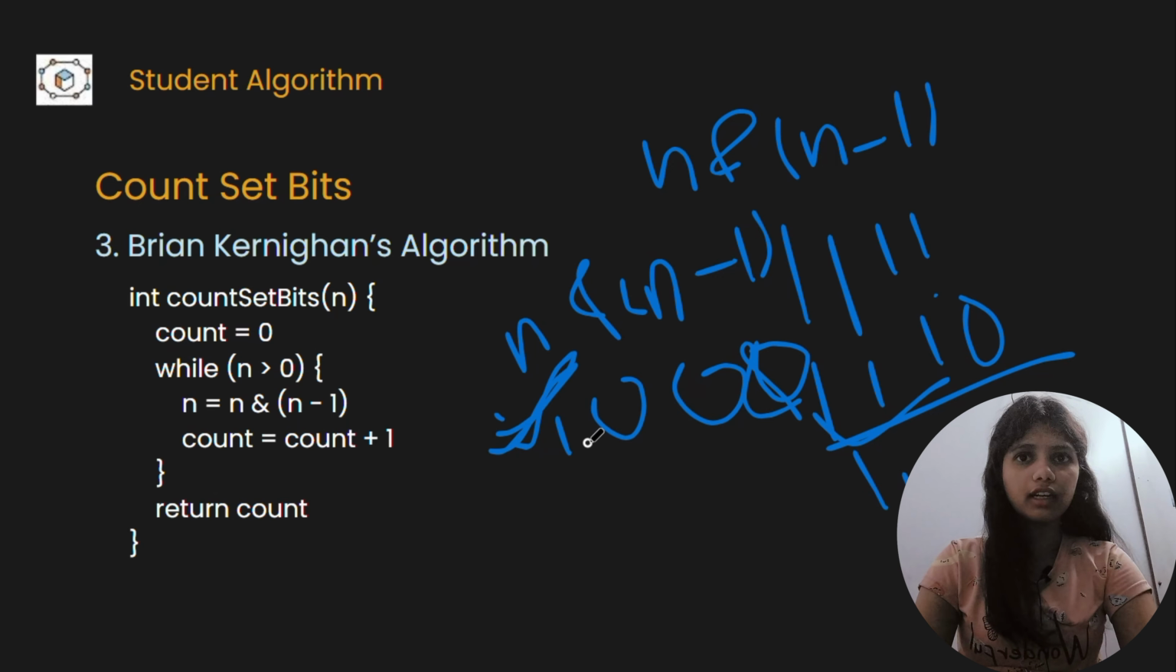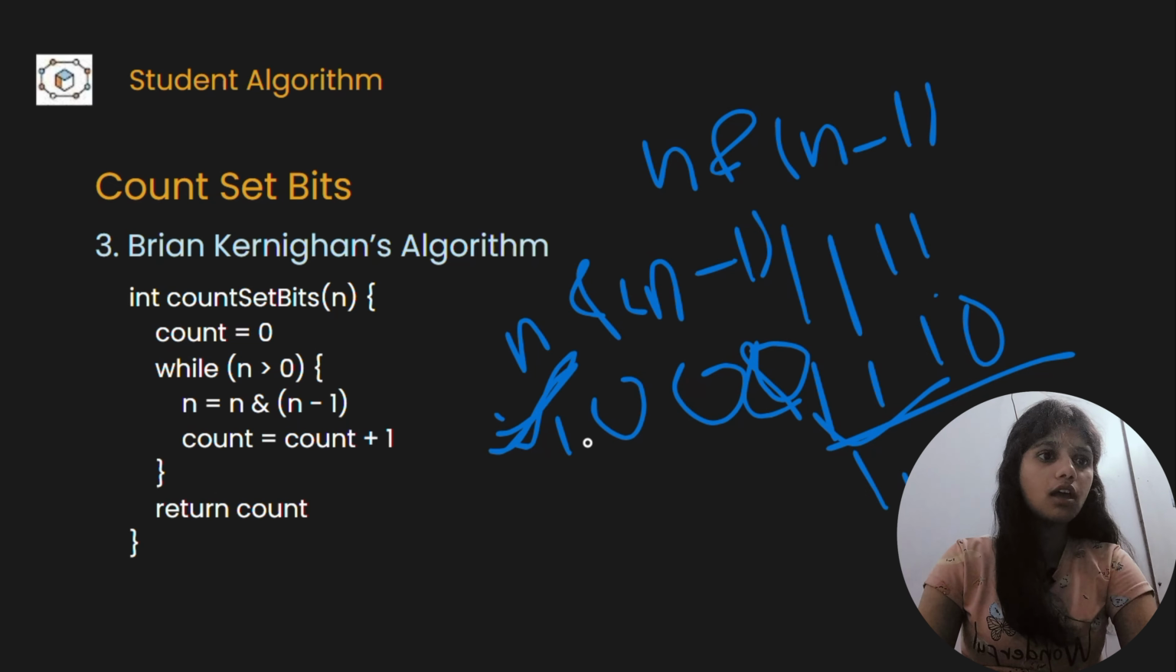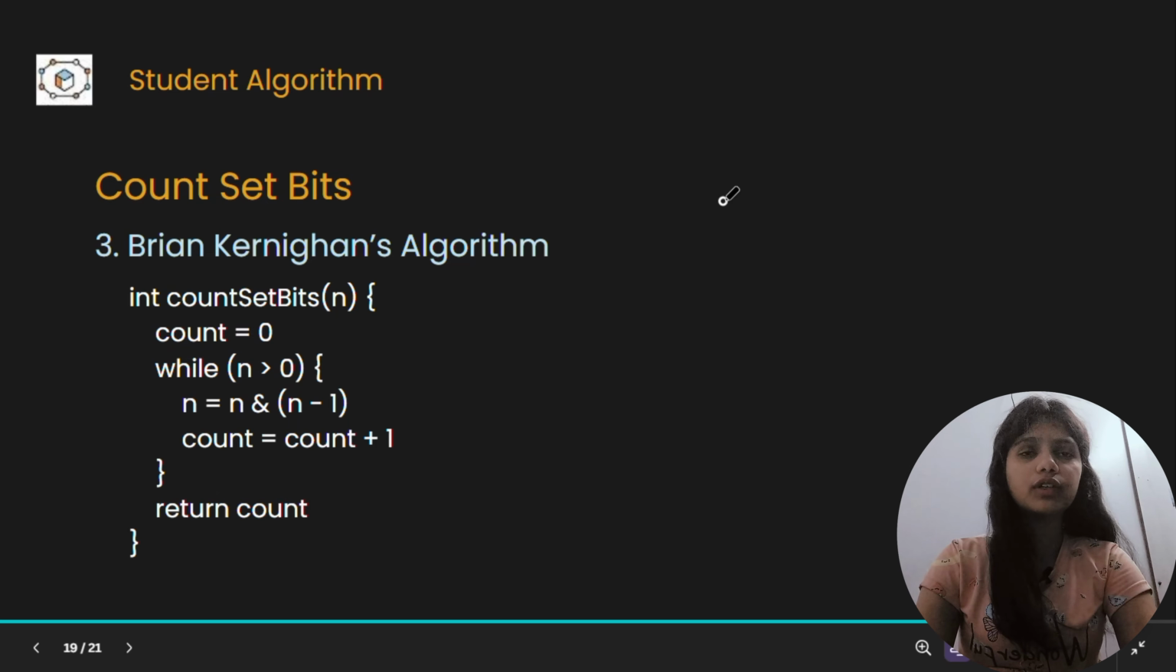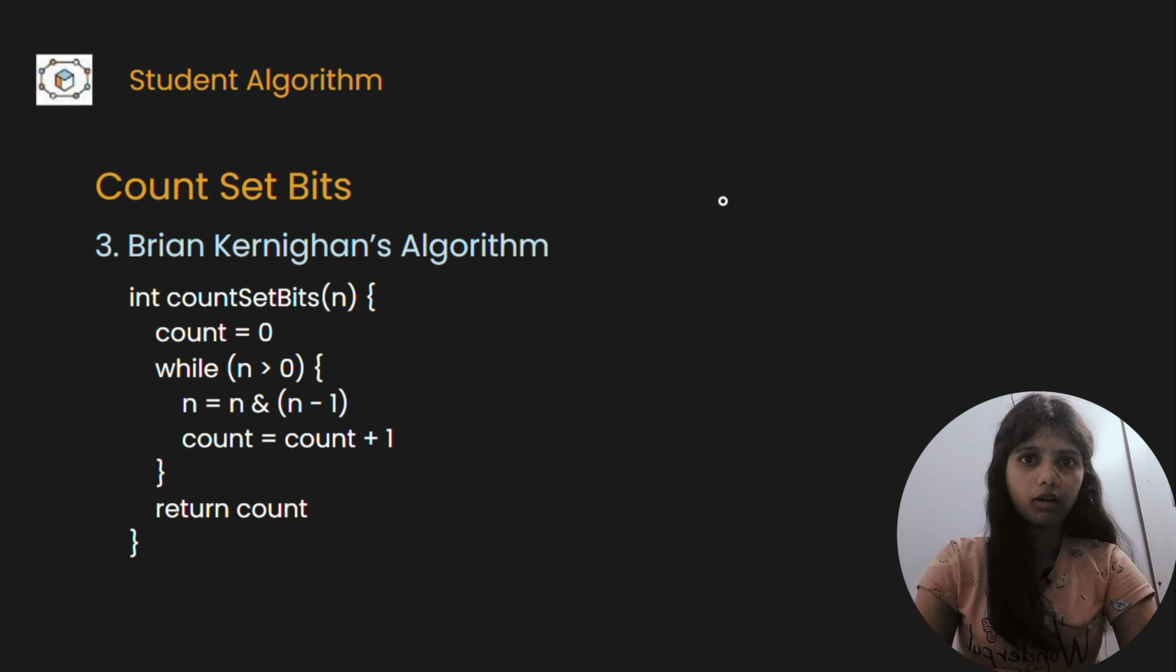Similarly, in this Brian Kernighan's algorithm, we check n and n minus 1, and then we check the count. That means we're just checking at each position, at each power, whether we have a 1 or not, and then we put that number into n. I think you got my point. Then we increment the count, and while n is greater than 0, we give the answer.